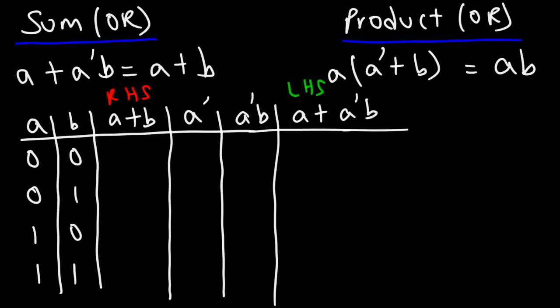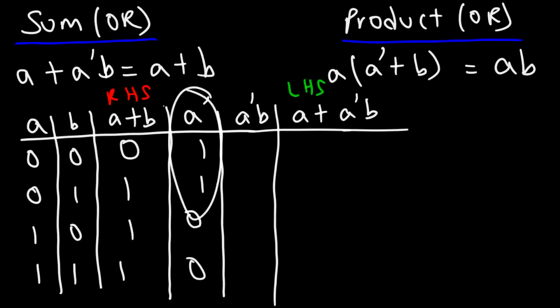Now let's go ahead and fill out the table. So let's start with this one, A plus B. 0 plus 0 is 0. 0 plus 1 is 1. 1 plus 0 is 1. And 1 plus 1 in Boolean algebra is 1. Now the complement of A, all we need to do is basically put the other number for that column. So if you see a 0, put a 1. If you see a 1, put a 0. Now we're going to multiply A prime by B.